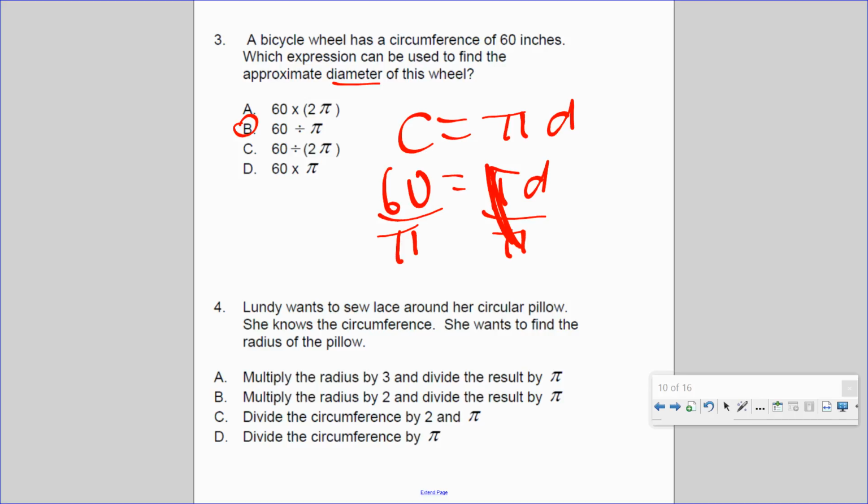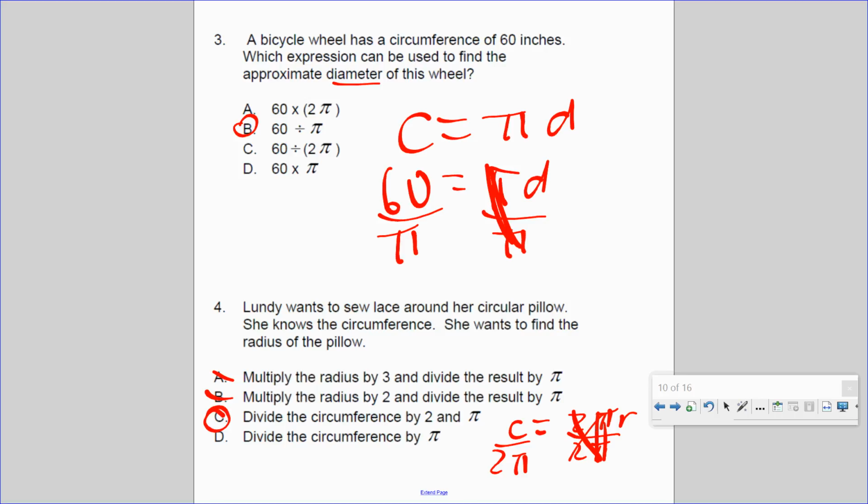And the last one, Lucy wants to sew lace around her circular pillow. She knows the circumference. She wants to find the radius. C equals 2 pi r. So she knows circumference. We want to find the radius, so I need to isolate that. This cancels. So we're dividing, so we know it cannot be A or B. Divide circumference by 2 and pi, C.